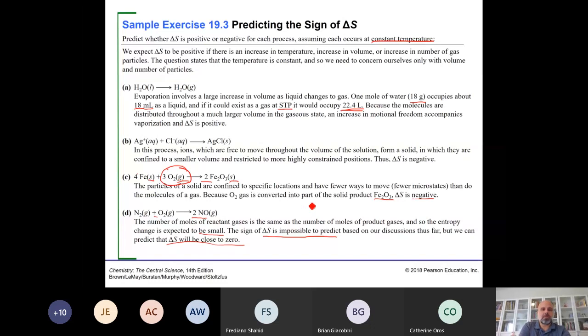Let's do a sample problem here. Let's go through a sample problem.